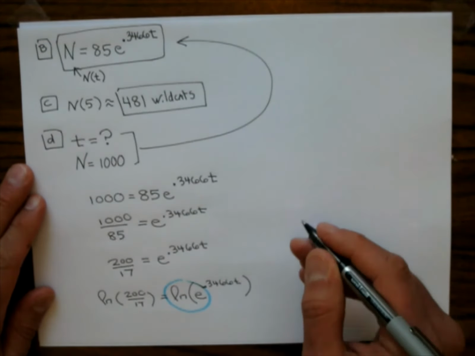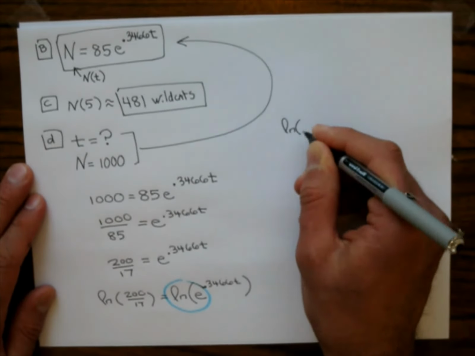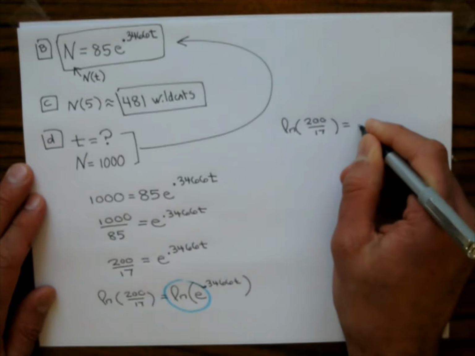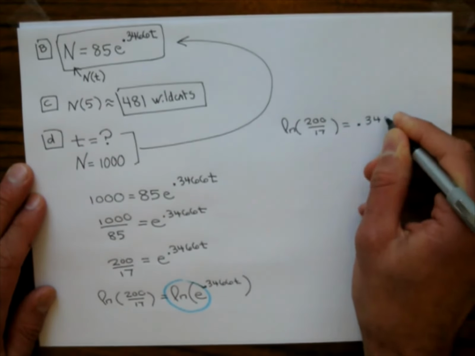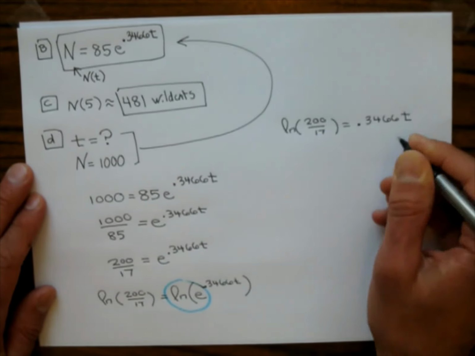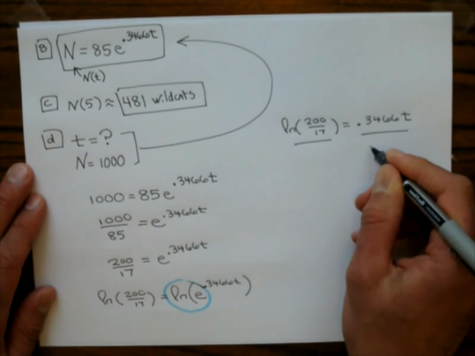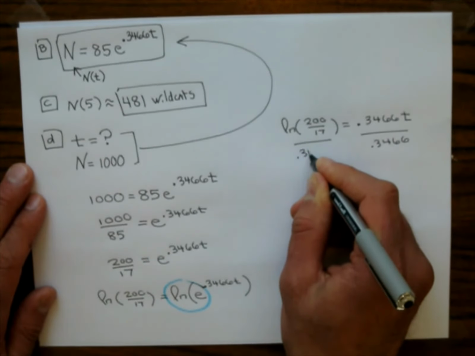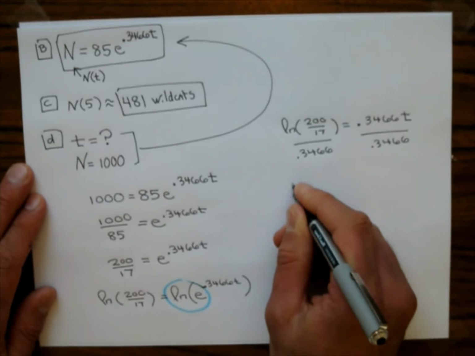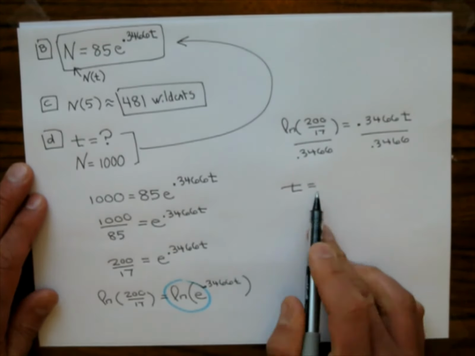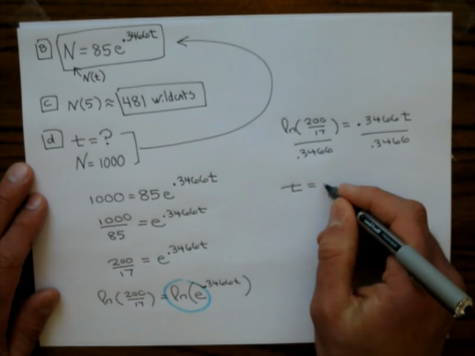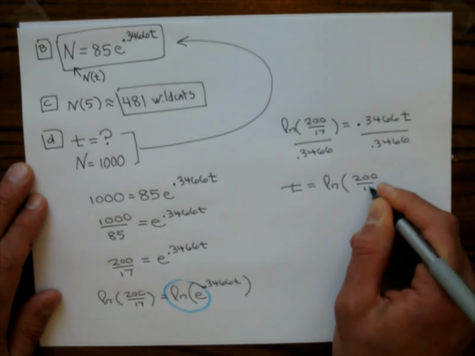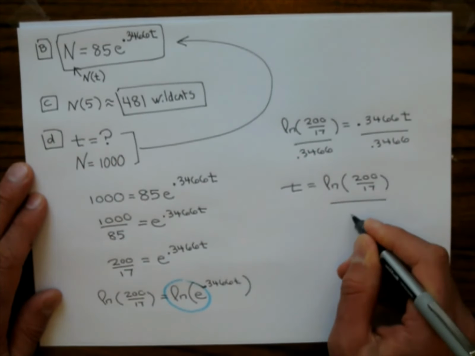And so what I end up having is ln 200 over 17 equals 0.3466 t. I'm going to divide both sides by 0.3466. And I'm going to end up getting this. So this is what I'm writing on my thing right here.